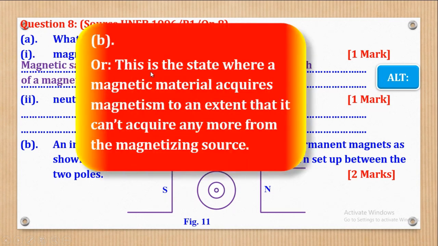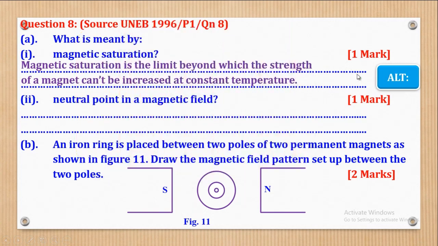Alternatively, you can say that this is a state where the magnetic material acquires magnetism to an extent that it cannot acquire anymore from the magnetizing source. So any of the 2, you'll get yourself 1 mark. Now we shall go to Roman 2, which says, what is meant by a neutral point in a magnetic field.